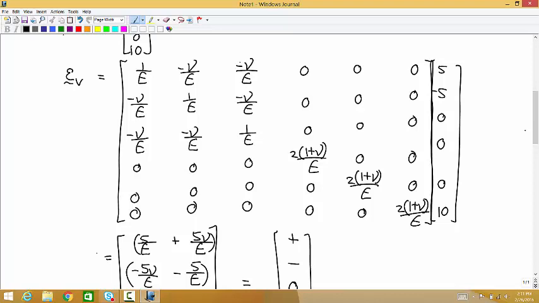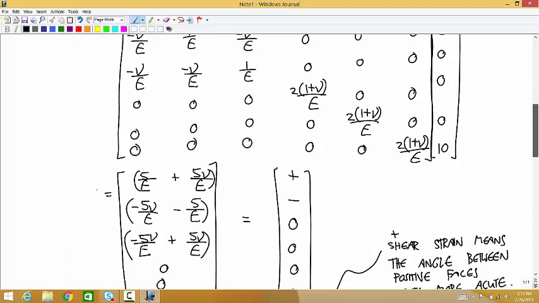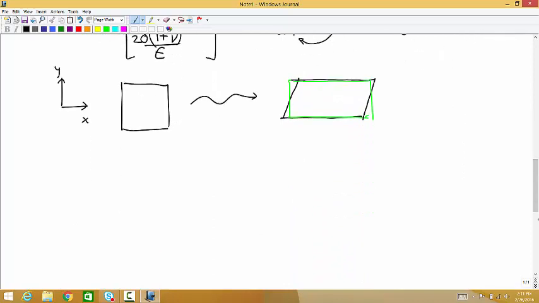X positive means on that axis it gets bigger, and then the y is compressed. Right. And then the corresponding principal stress tensor. So then you just take the eigenvalues.